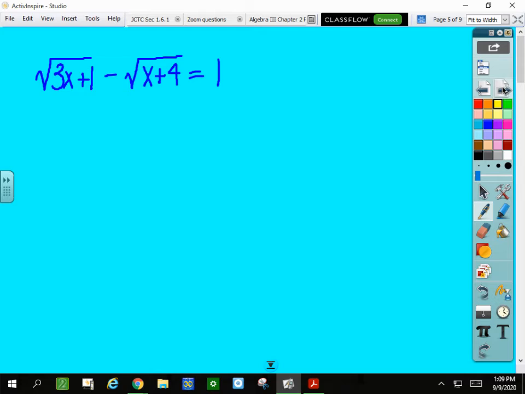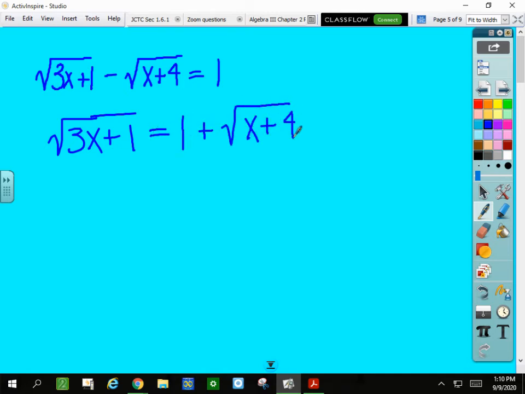I think this is the last one. This has 2 radicals again, so we can't isolate the radical. We still want to put 1 radical on the other side, so I'm going to move the one on the left. And we're still going to square both sides.